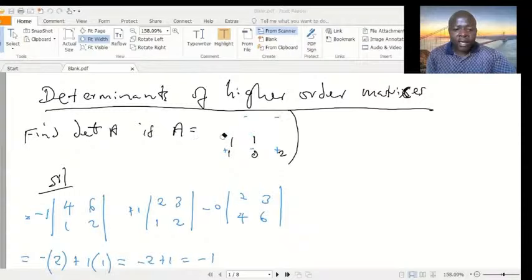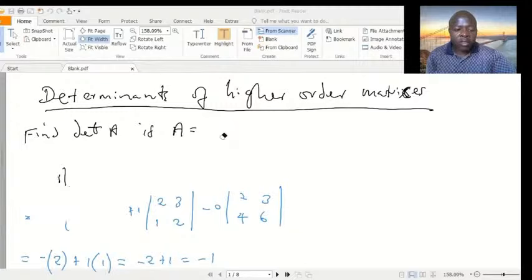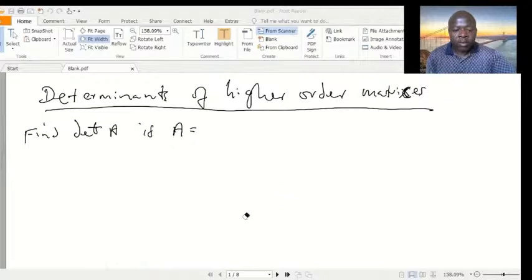And then next time when we meet, next video, I'll begin by showing you how to find inverses of higher order matrices. Because you need to know how to find inverses of higher order matrices. But I've already shown you how to find the determinants.